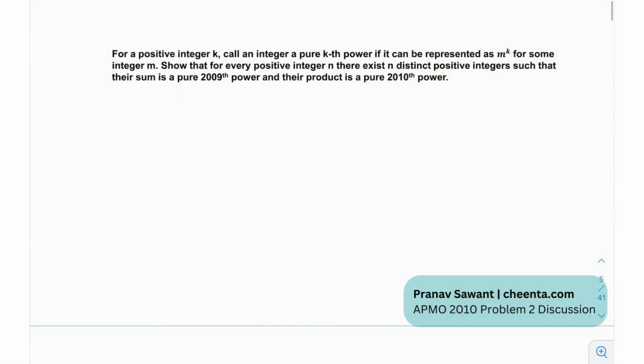Okay, so they are asking us that for a positive integer k, call an integer a pure kth power if it can be represented as m raised to the power k for some integer m. So for example, m square is a perfect 2nd power, it's a perfect square, m cubed is a perfect 3rd power, it's a perfect cube, and so on. Show that for a positive integer n, there exist n distinct positive integers, so that the sum is a pure 2009th power and the product is a pure 2010th power.